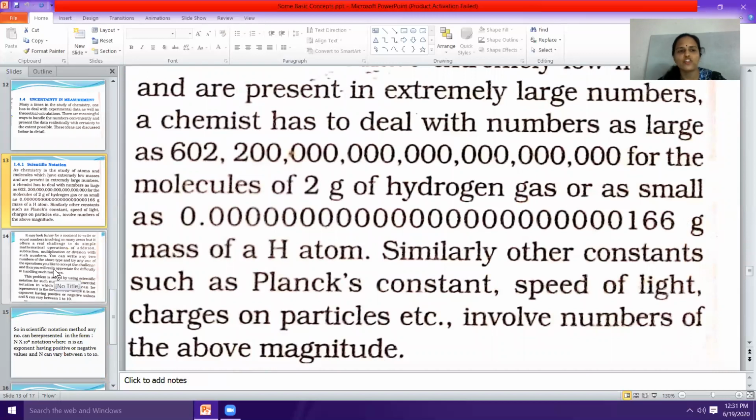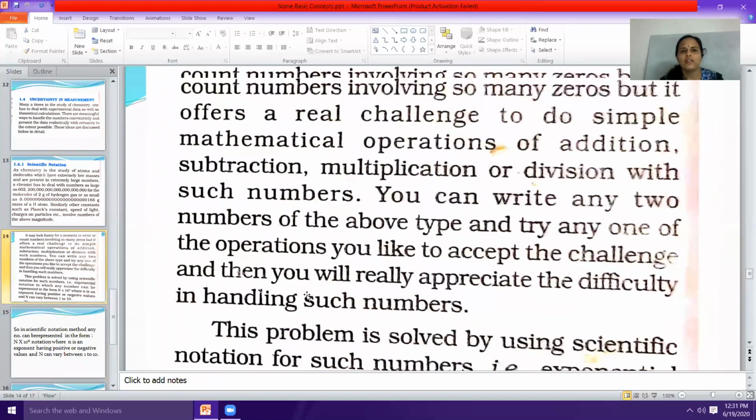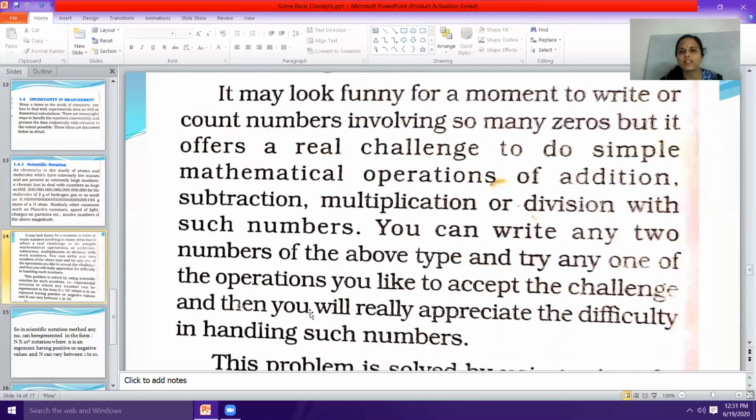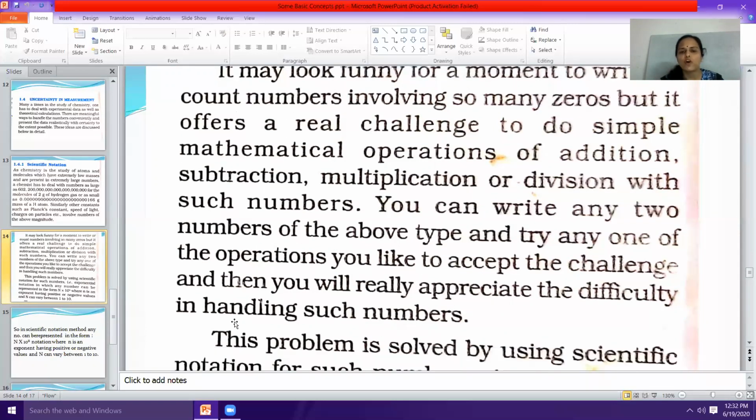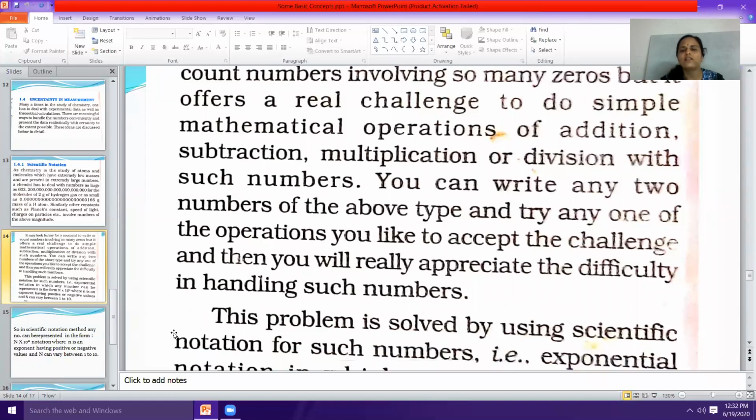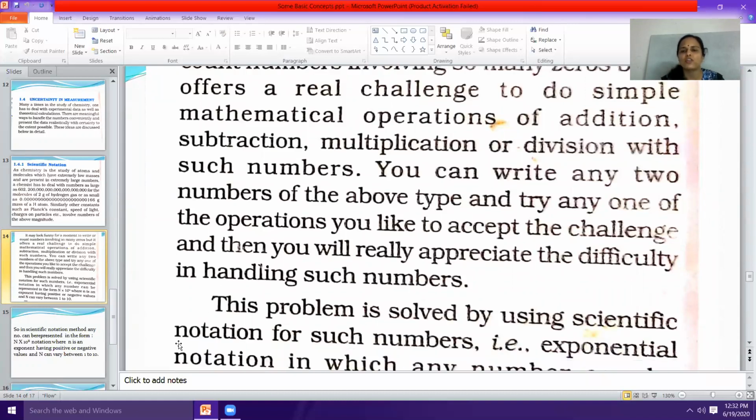So in scientific notation method, yes, it's a real challenge to do simple mathematical operations of addition, subtraction, multiplication or division with such numbers which involve as many big zeros, or as small zeros which can be included. You can write any two numbers of the above type and try any one of the operations you like to accept the challenge, and then you will really appreciate the difficulty in handling such numbers. And this problem is solved by using scientific notation for such numbers.